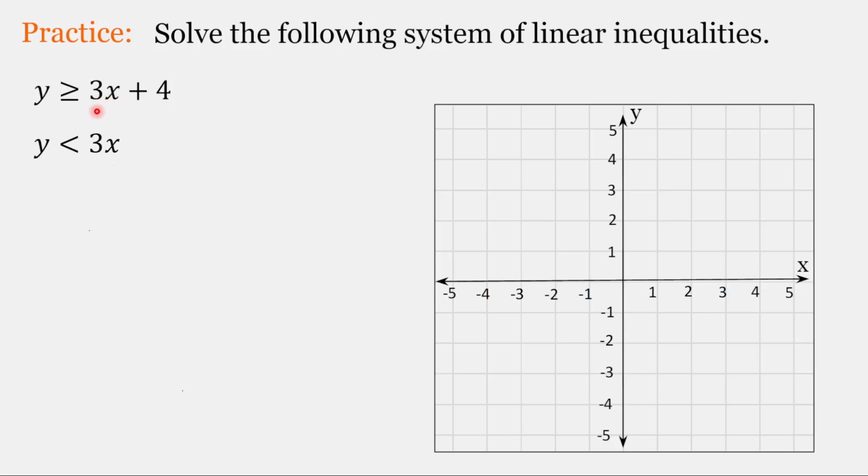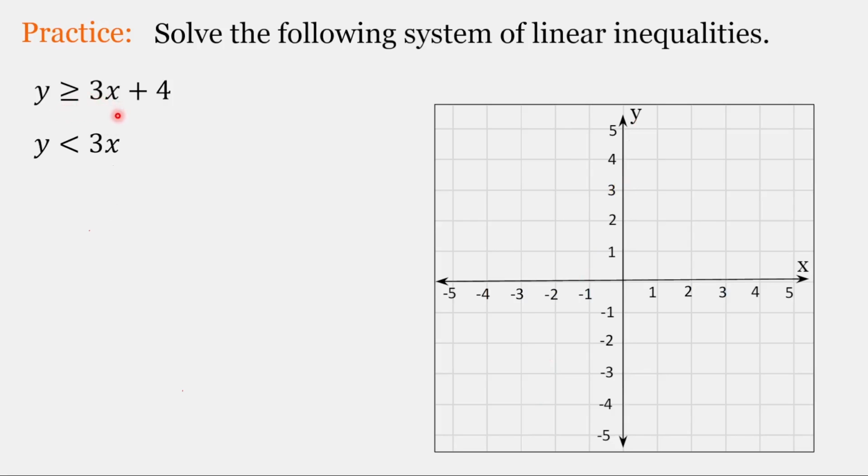And looking at this second problem, we have the system containing the linear inequalities y greater than or equal to 3x plus 4 and y less than 3x. By looking at these two inequalities, we can see our boundary lines will have the same slope, a slope of 3, and they have a different y-intercept. One intercepts the y-axis at 4, and the other one at 0. So again, our boundary lines will be parallel.